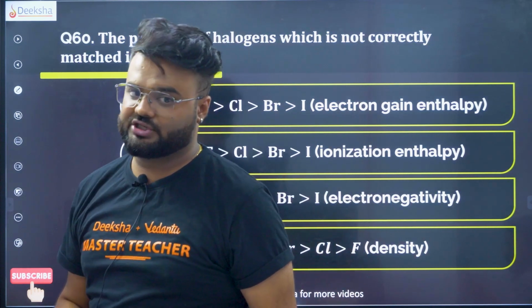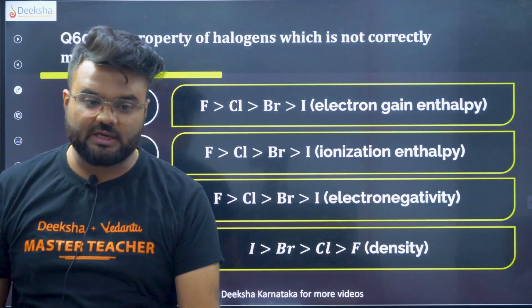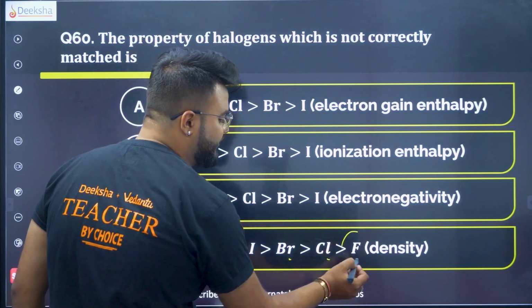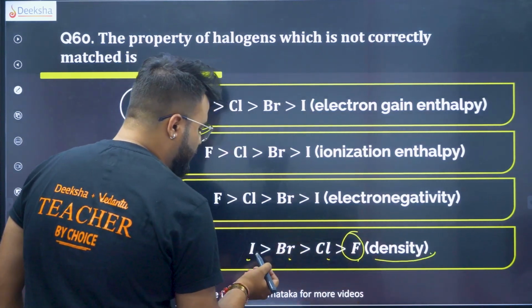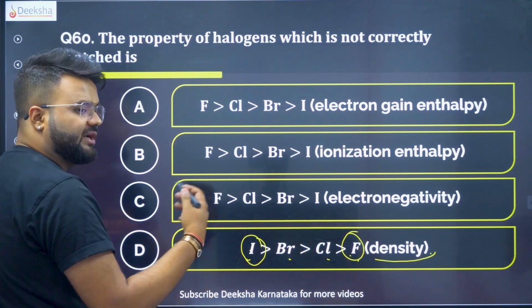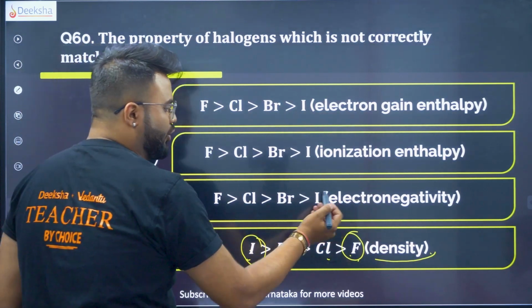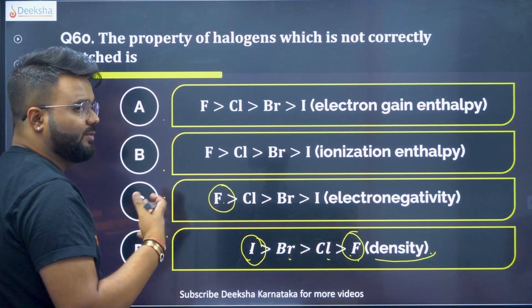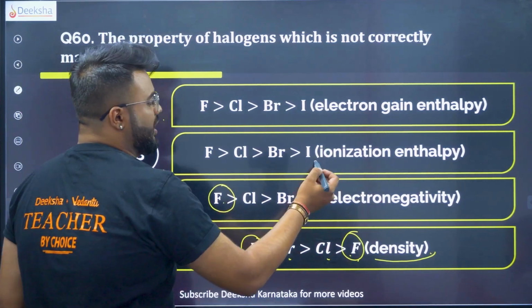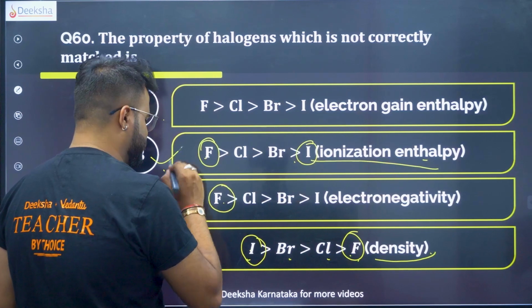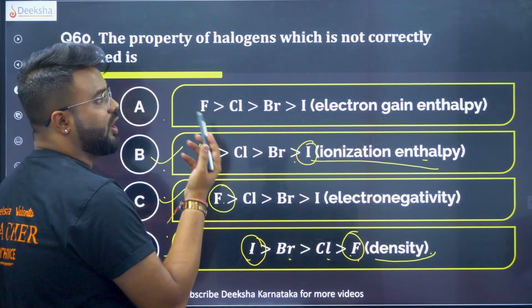Among this, let us go from down: iodine, bromine, chlorine, and fluorine. The density is more in iodine, because fluorine is up. As it goes down the group, the density increases. The more electronegative is fluorine, and as it goes down the group, electropositivity increases. Now ionization enthalpy will be more in fluorine, least in iodine. These three are correct. Now which is not correctly matched?